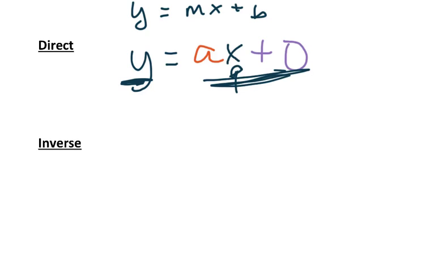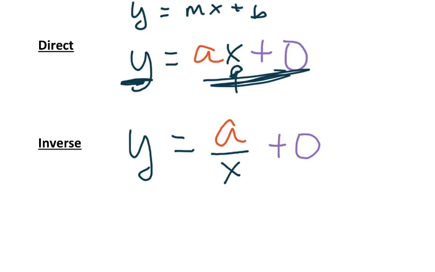And we have inverse variation when the a value is actually over the x. And this is new to us. As x gets larger, it is now the denominator, and the denominator getting larger makes this smaller. Y is also getting smaller.